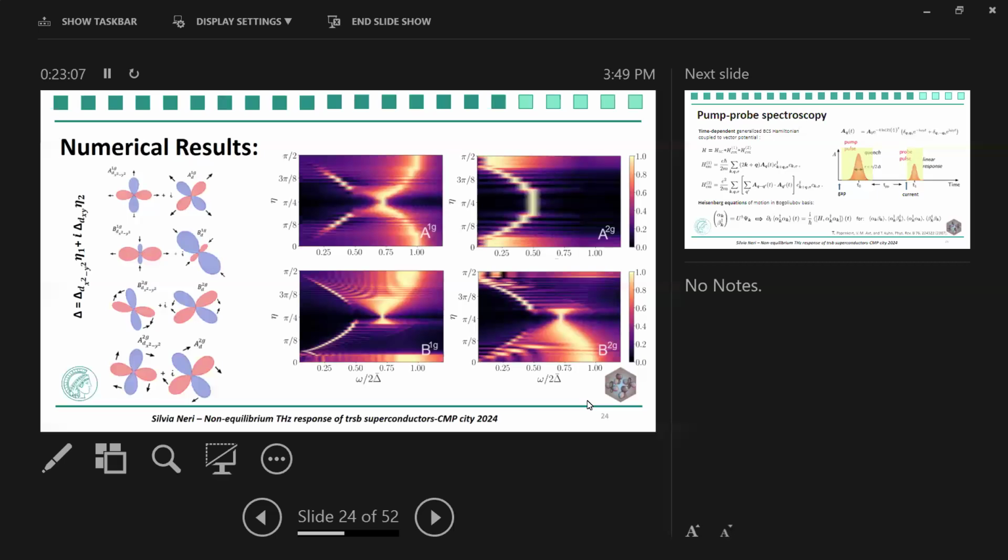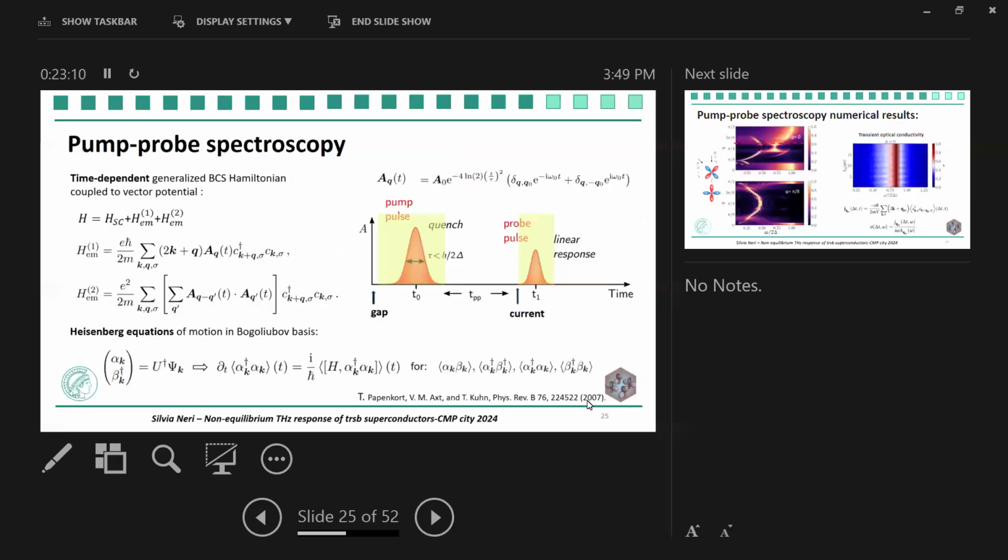Now, this is all pretty much theory. What we try then to do is to mimic this pump-probe spectroscopic feature. To do so, we coupled our Hamiltonian with a vector potential. The vector potential is written like that. It's a Gaussian envelope, and we are transferring momentum Q. We're in the terahertz range, so the momentum Q is very small, but it's still there. Then we write the Hamiltonian down in the Nambu basis, and we evolve the Heisenberg equation of motion for this quasi-particle expectation value.